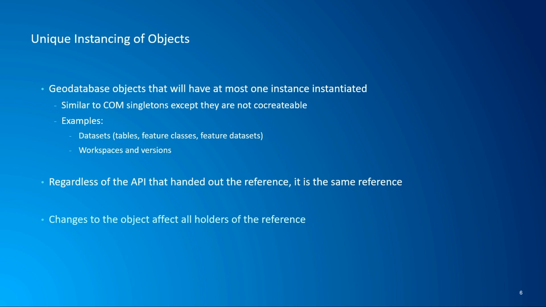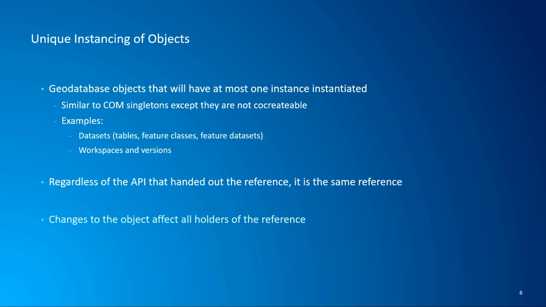Now, one of the things that we've always tried, or we implemented in the geodatabase model, was to try to ensure that when you instantiate an object, there's at most one instance of that object instantiated. Sort of like a COM singleton model. Now, when we talk about unique or single instancing, say you open up a table or a feature class or a feature data set or a workspace. When you open up these things, although you may have many references to this item through your pointers and variables and all that, behind the scenes there's only one instance.